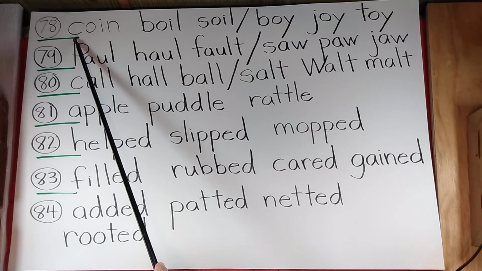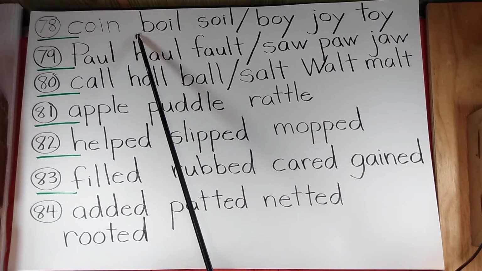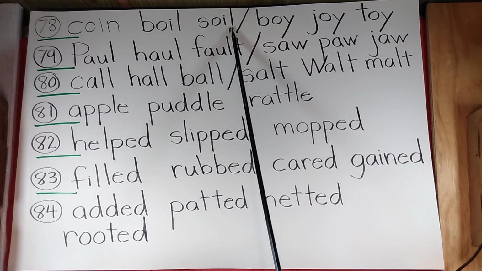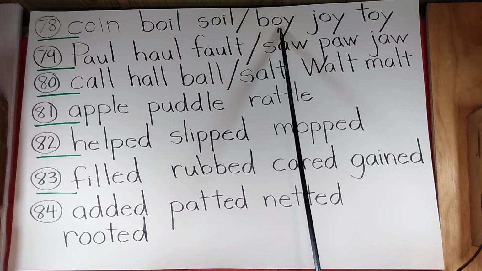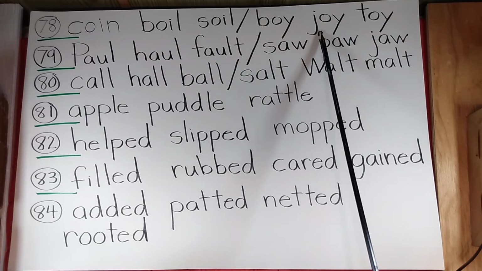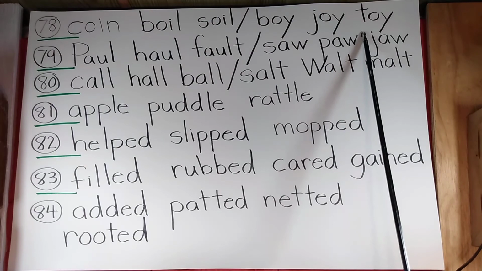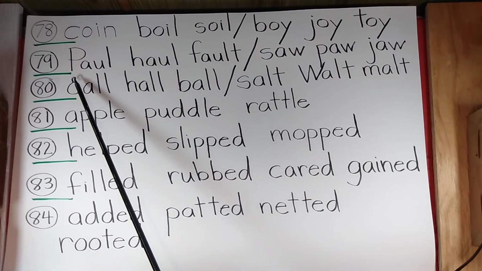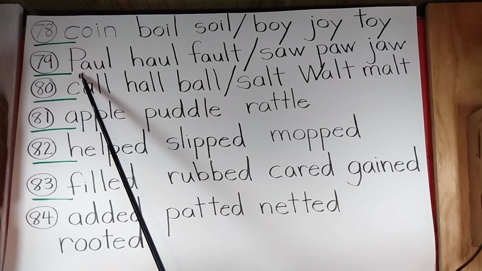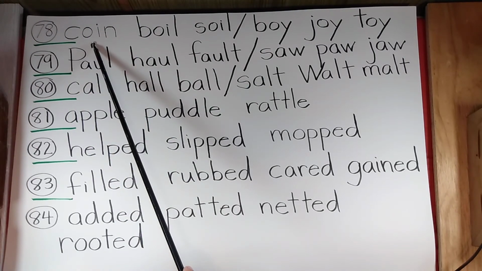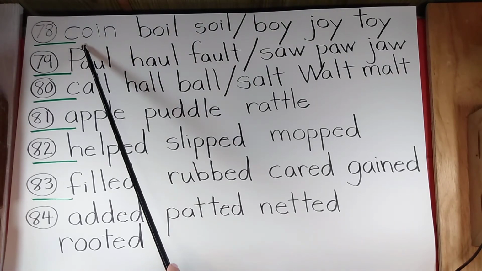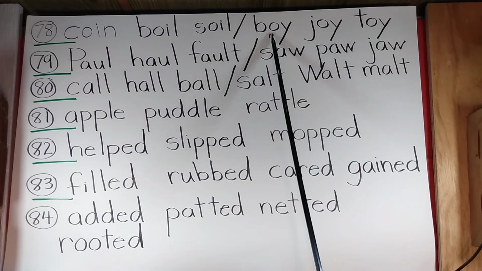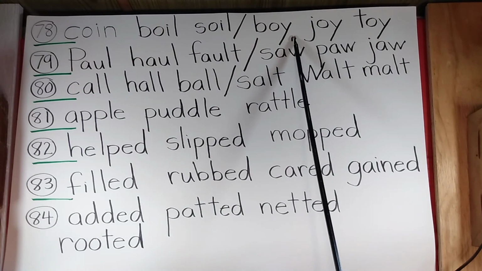78. Coin, boil, soil, boy, joy, toy. We've got two sections because OI makes the oi sound, and OY usually makes the oi sound.